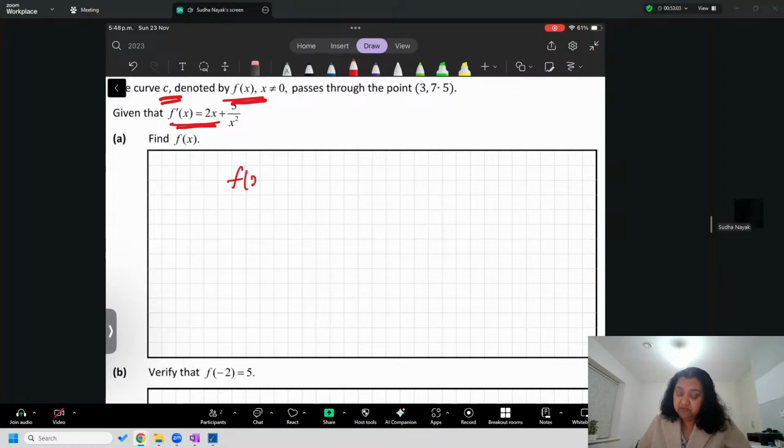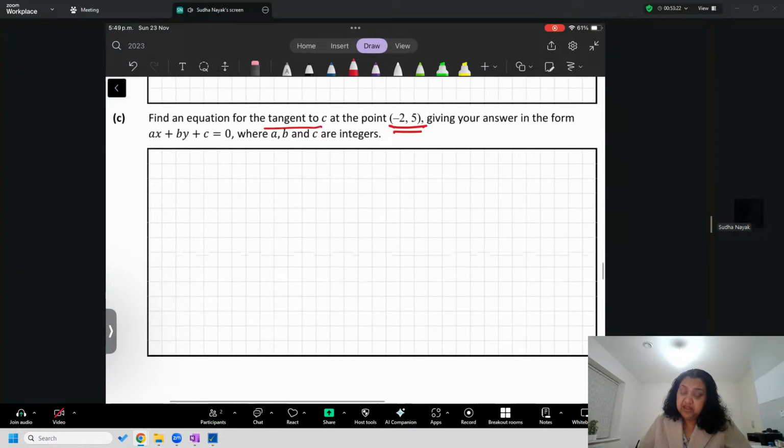So how will you find f of x? f of x is nothing but the integral of f dash x. So first you integrate this: integrate 2x plus 3 over x square, and you find the value of f of x. There is some curve called f of x here. I'll just draw it like this. This is f of x, and there's a tangent at the point (2, 5). You have to find the equation of this tangent.